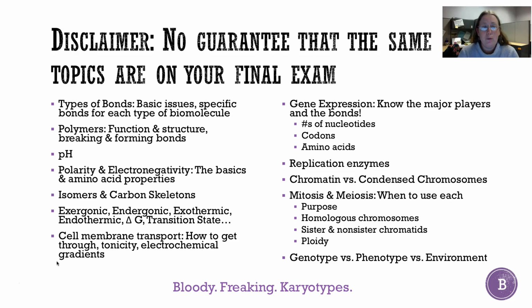First off, basic types of bonds. As far as polar versus nonpolar, one of the note card reviews will be dedicated to that. And in particular, types of bonds in each biomolecule. So knowing, for example, that the glycosidic linkages are for carbohydrates and that peptide bonds are for proteins. That ties into polymers, how you break bonds, form bonds, pH. Lots of polarity and electronegativity questions are frequently missed.